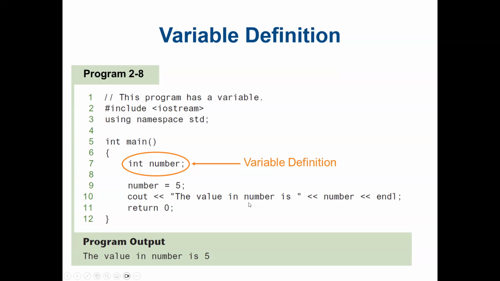So here we say the value in number is. Again, when you want to print the content of a variable, do not include a double quotation. Now, if I include double quotation, it's going to print the word number for me. That number will be a string. It's not a variable. So it will print number. So if we run this program, we are going to get the value in number is 5. Then we move the cursor to the next line with endl.